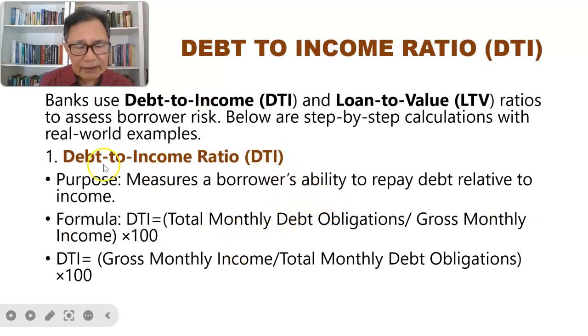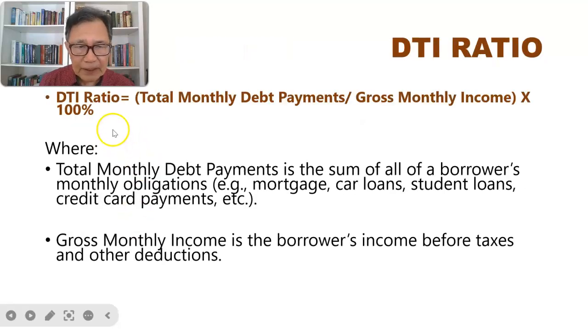Okay, so we can see here that for the debt to income ratio, the formula is basically the monthly debt obligation divided by the gross monthly income multiplied by 100. As given by this formulation, the total monthly debt payment consists of the sum of the borrower's monthly obligations from their mortgage, car loan, student loan, and credit card payment. These need to be summed up to get the total debt payment for the month, and the denominator, the gross monthly income, is the borrower's income before taxes and other deductions.